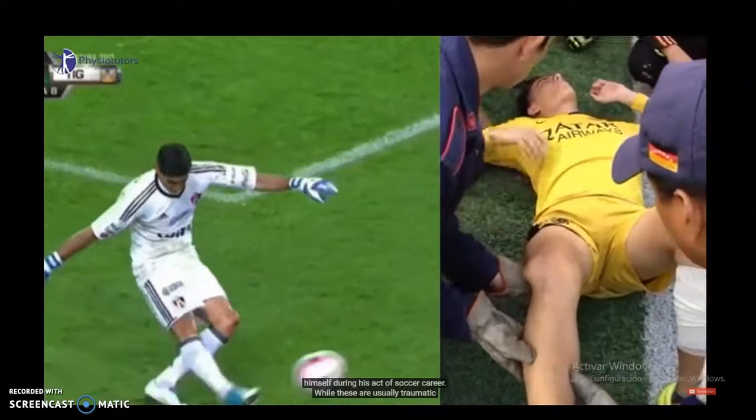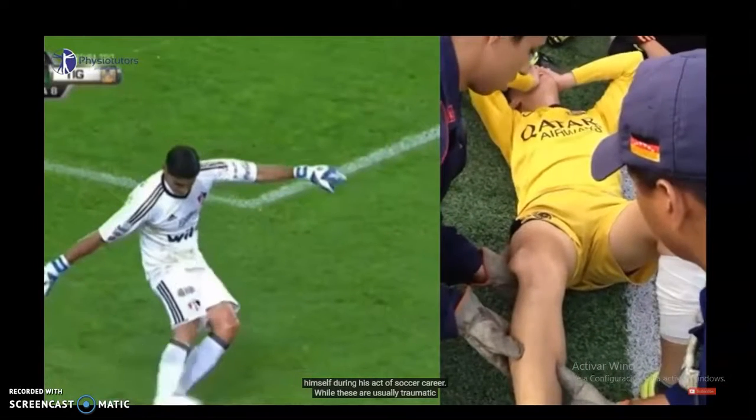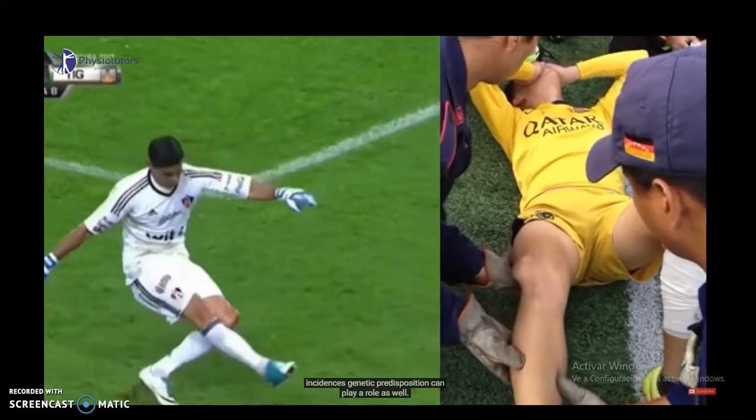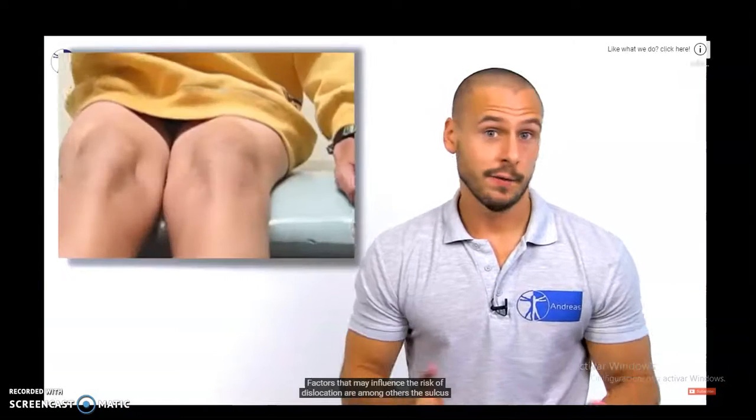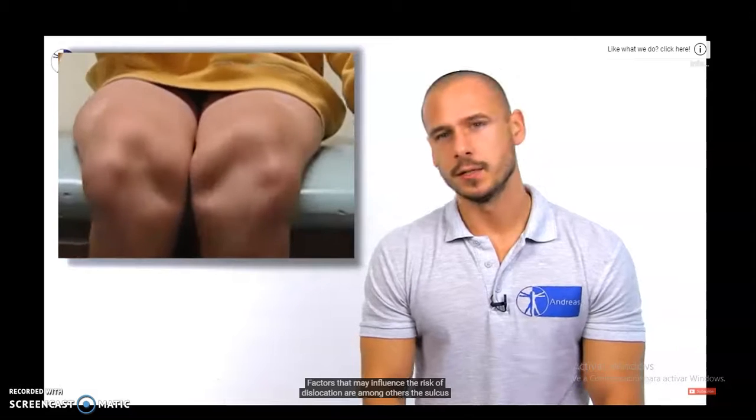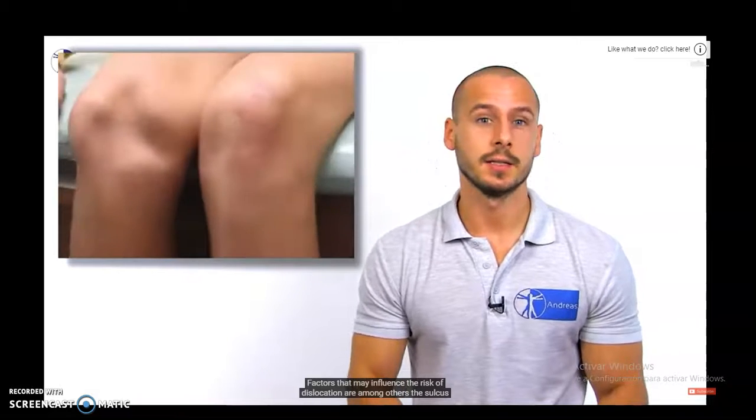Dislocations of the patella are a fairly common sight in sports, and Kai has experienced it himself during his active soccer career. While these are usually traumatic incidents, genetic predisposition can play a role as well. Factors that may influence the risk of dislocation are, among others, the sulcus angle and sulcus depth.